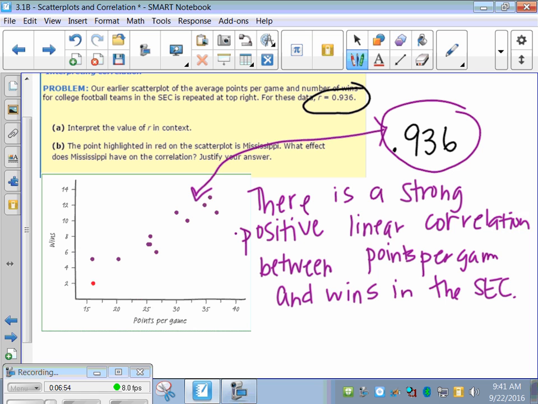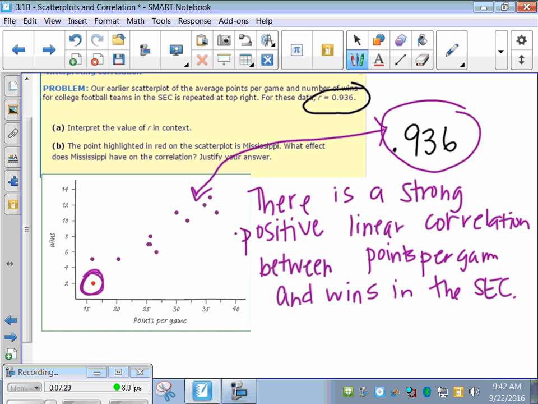All right, part B, the point highlighted in red. That's this point right here. It's Mississippi. What effect does Mississippi have on the correlation? Anybody else have an idea what effect, if we took it out versus when we put it back in, what it does? Does it help make a line or not? Make it worse? Someone besides Jake. You think it helps? That's right.